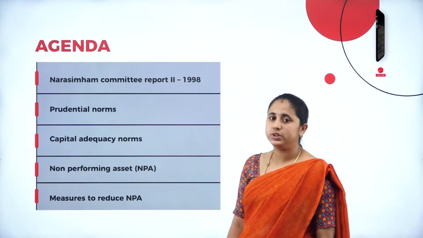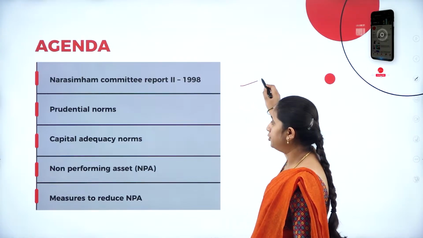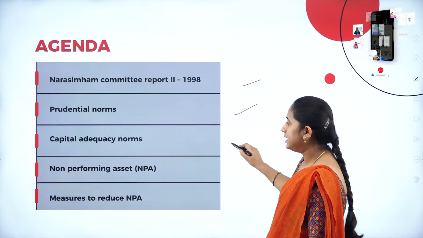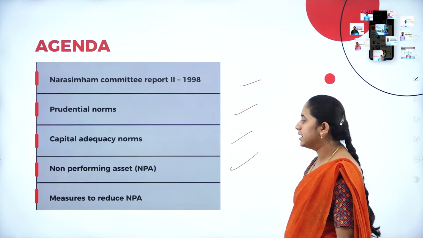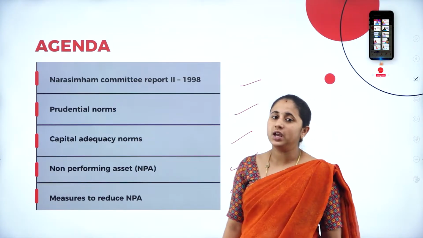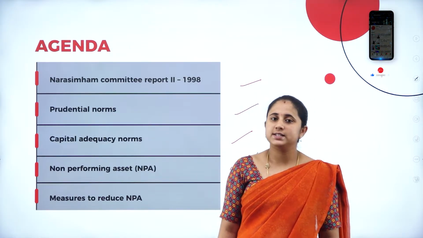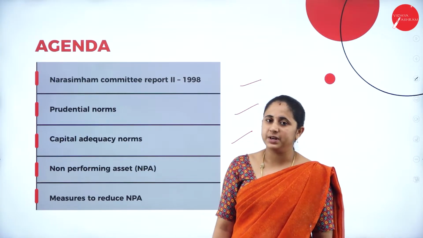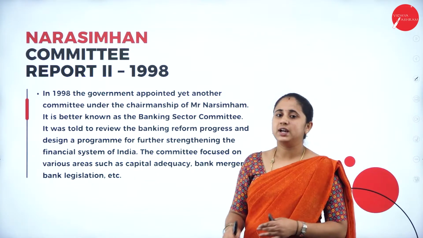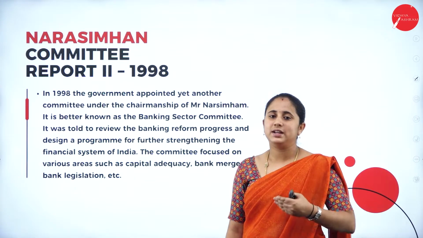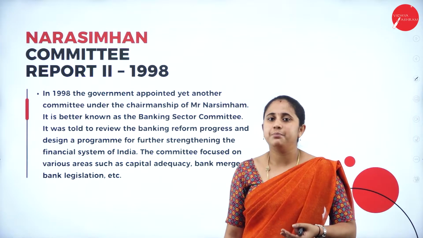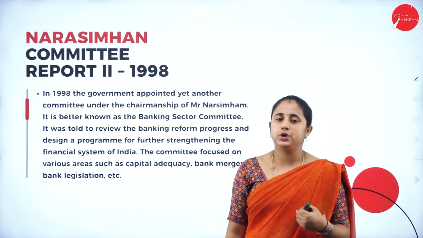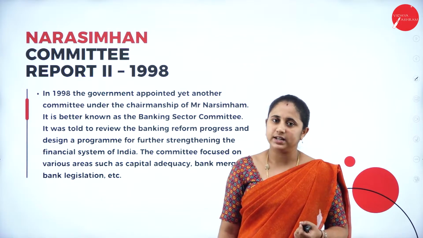Let us continue with the Narasimhan Committee Report 2, Prudential Norm, Capital Adequacy Norms, Non-Performing Assets, Measures to Reduce the NPA. So let us discuss one by one. In the last session, we discussed the Narasimhan Committee Report 1. Under Report 1, they submitted their recommendations and the government took some measures in order to strengthen the banking sector in India.